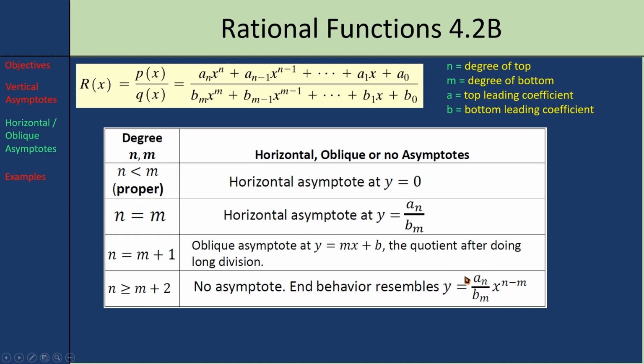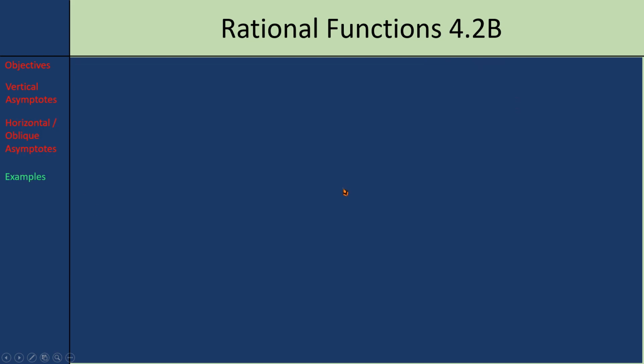So don't worry about this too much. We'll see it when we get there. But write all this down so you can refer back to it. It's a lot of information. So here we're going to do some examples to find the horizontal and oblique asymptotes.